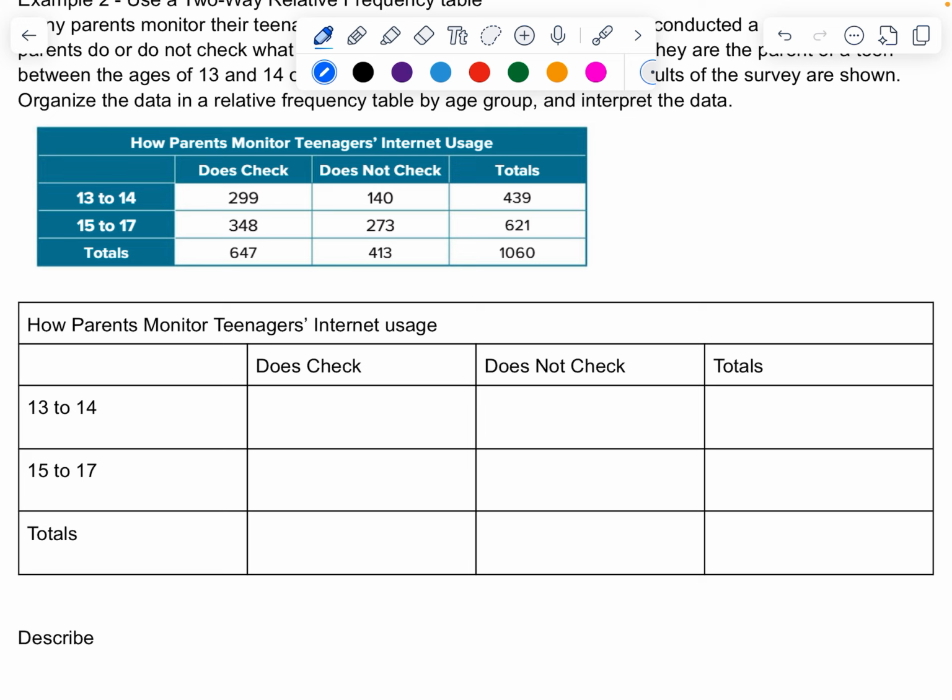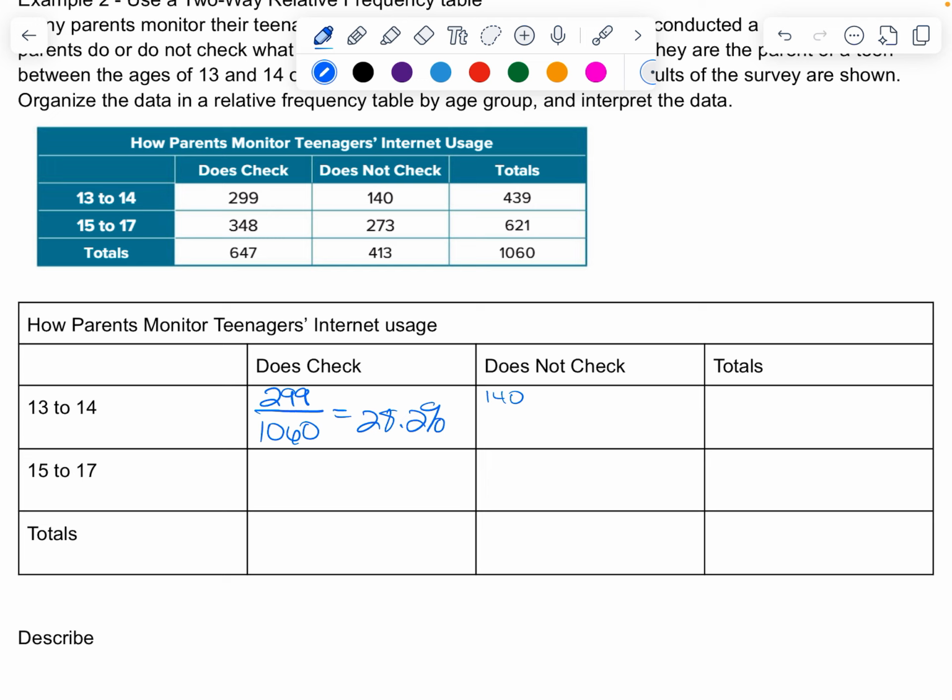We have do check, that's 299. And how many total students are there? Our total in the survey right here. So then I take my calculator and I put that in and make it into a percent, and I get 28.2%. Then I come over to this next one.